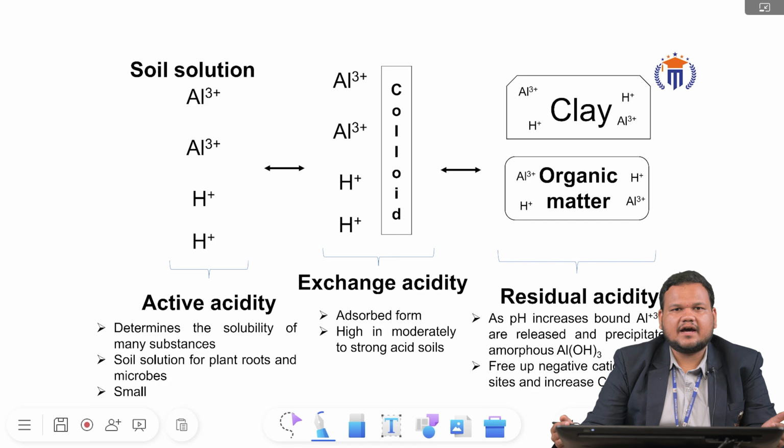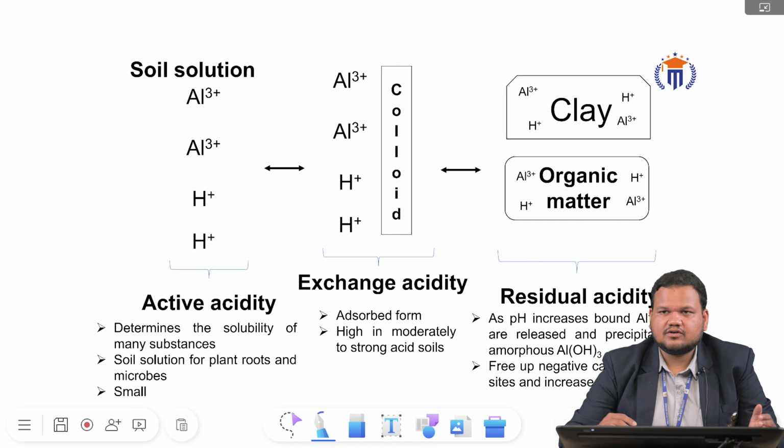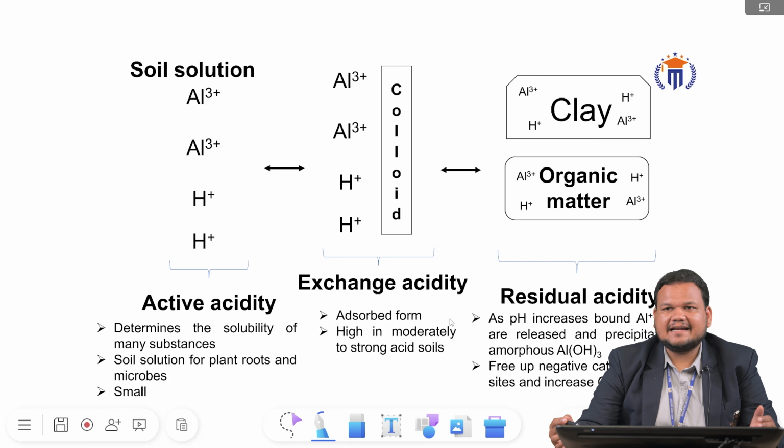As you can see, the iron or aluminum polymers, as pH increases, the aluminum disintegrates into aluminum hydroxides as well as hydrogen ions. So this hydrogen and aluminum, if they are present within the soil solution, is known as your active acidity. Next is your exchangeable acidity, which is an adsorbed form in which the colloid particles adsorb the hydrogen and aluminum ions present on the surface. That is known as your exchangeable acidity.